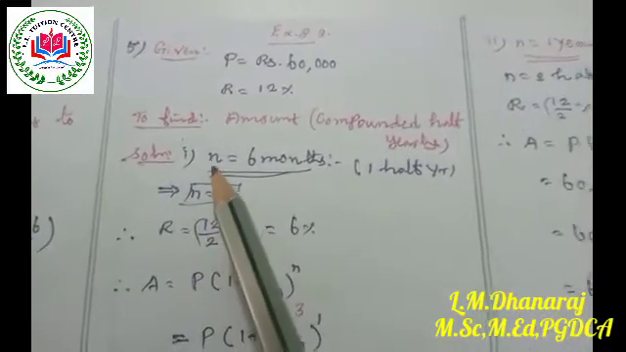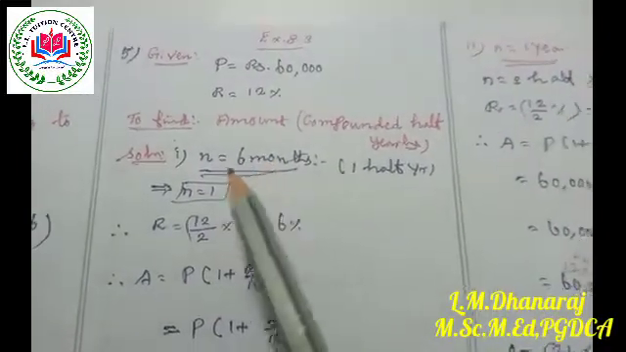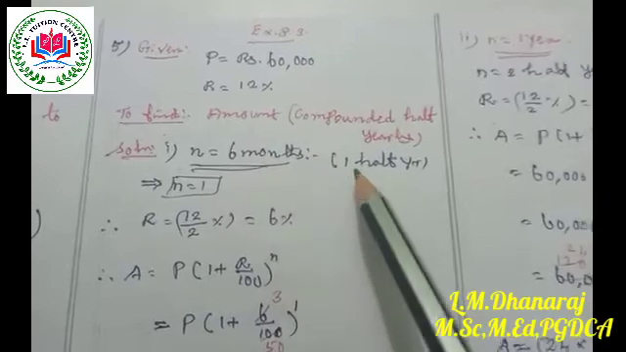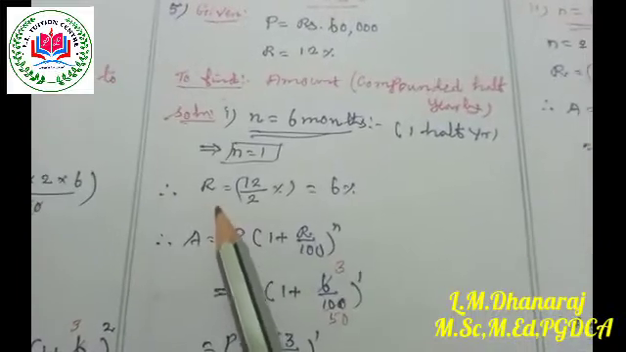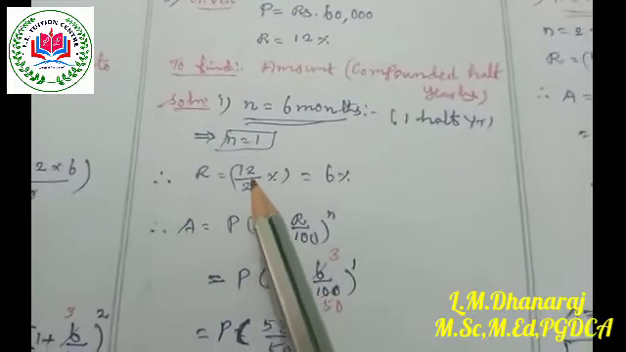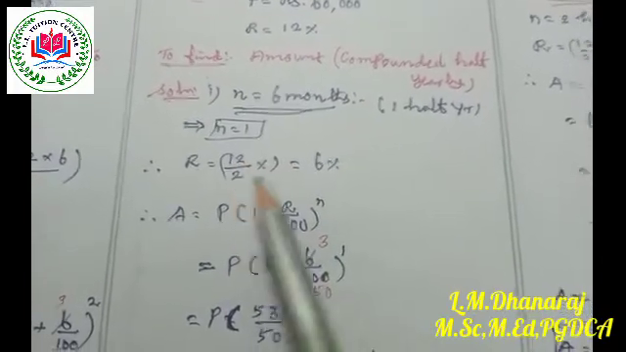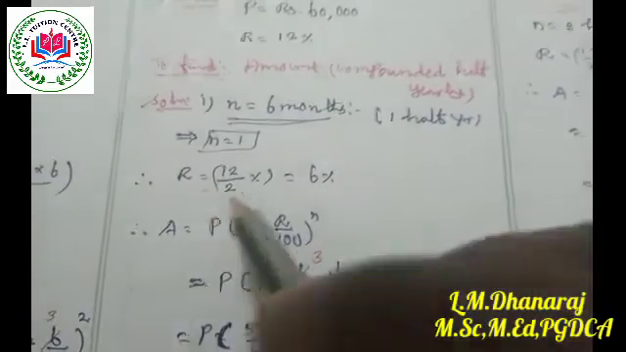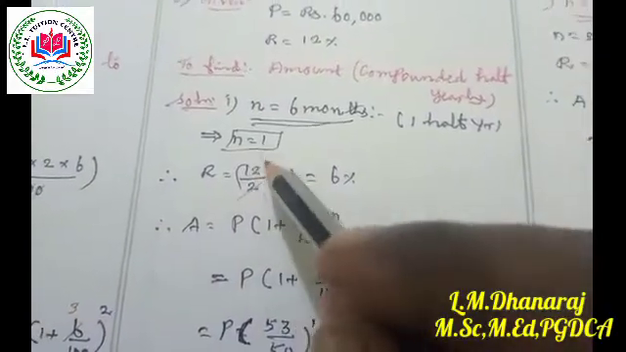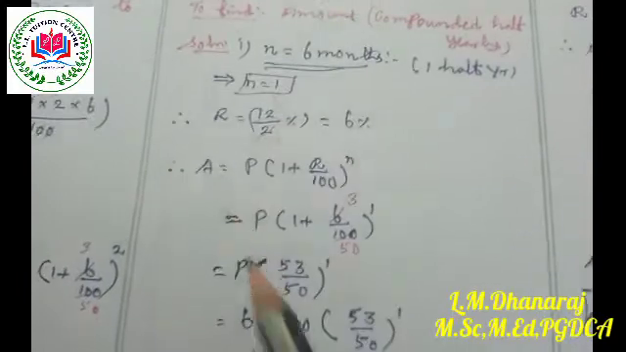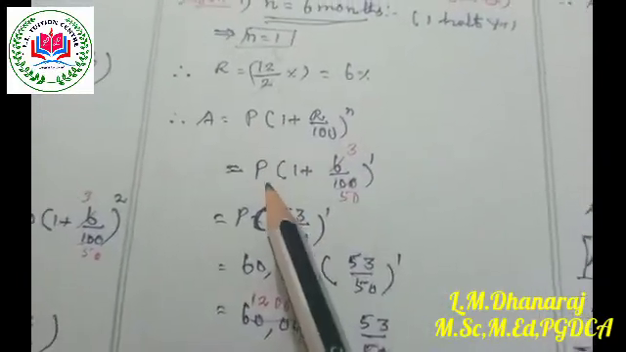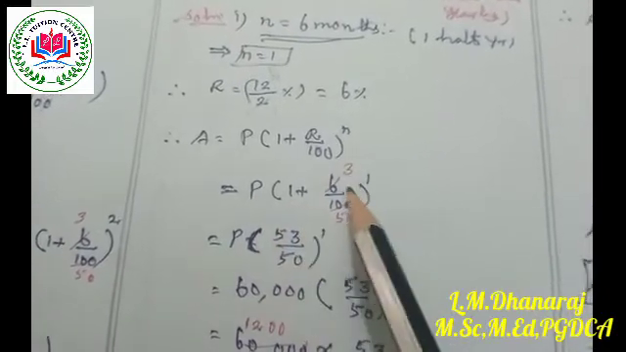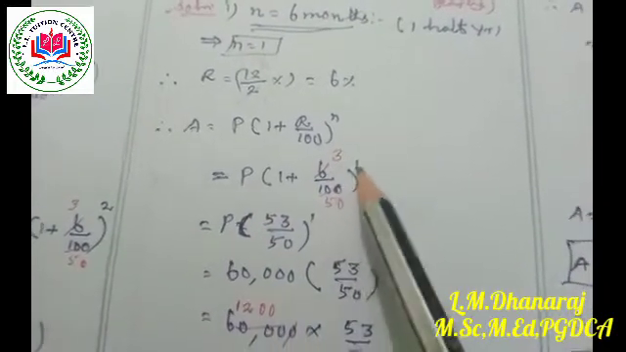So the first subdivision, when n is equal to 6 months. When it is given as 6 months, that is understood as 1 half year. Therefore n is equal to 1. The rate of interest is 12%, so we have to halve it, that is 12 divided by 2, which becomes 6%. So amount is equal to P into 1 plus R by 100 whole power n, that is P into 1 plus 6 by 100 whole power 1.